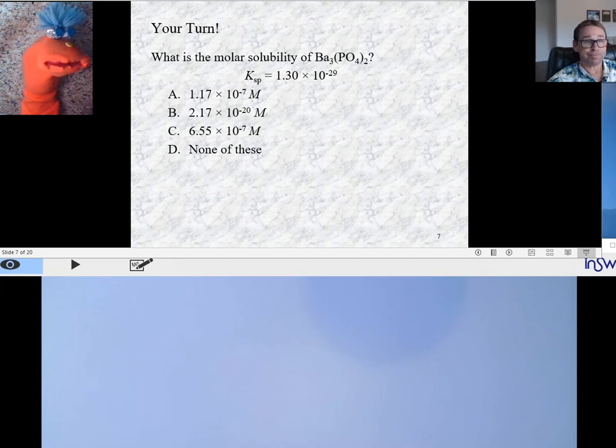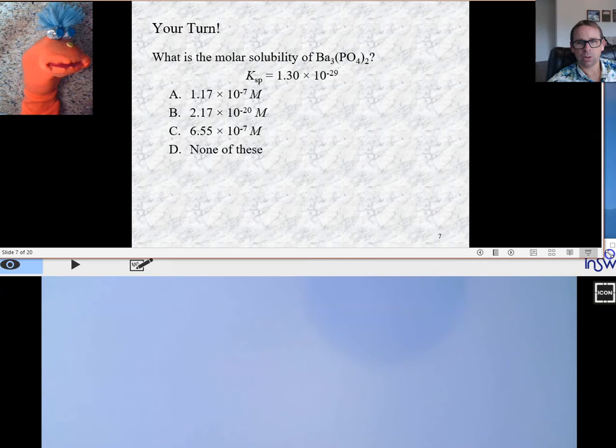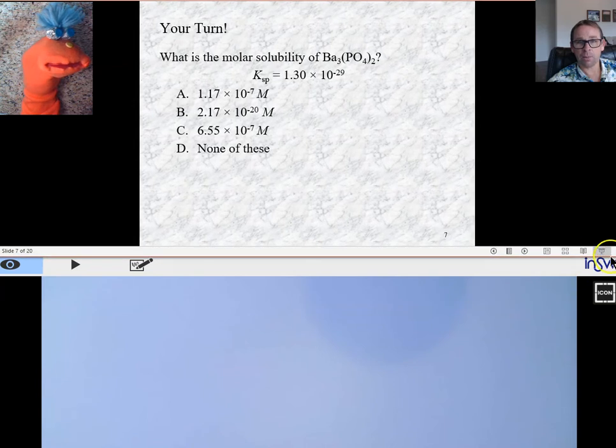All right, so we've been talking about a new kind of equilibrium, the equilibrium of a solid dissolving in solution. Something that's generally considered to be insoluble, but we're learning that even something that is insoluble based on solubility rules can dissolve a little bit. Yeah, so we have a K to tell us how soluble something is.